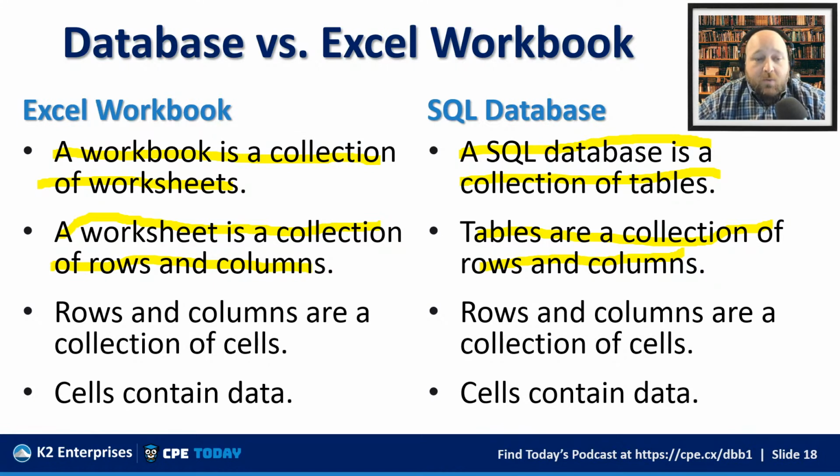What are rows and columns? Well, rows and columns are ultimately a collection of cells, and that's exactly the same over here. Tables are a collection of rows and columns, which are ultimately collections of cells. And what are cells? Cells contain data. It can contain a single thing like a product price, a name, an email address, a phone number, or whatever else. But that one cell contains one bit of data. And as long as you follow that principle, try to store things in their smallest divisible unit inside of a cell, there's virtually no difference between how an Excel workbook works and how a database works.